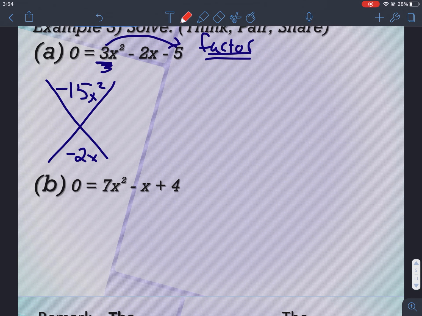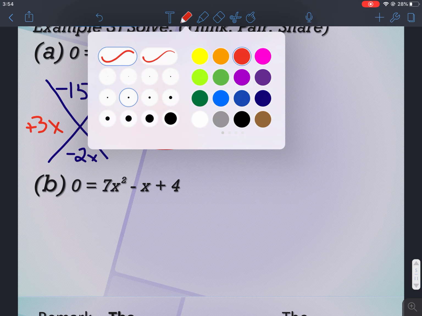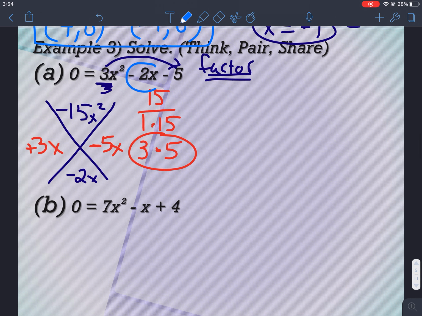Next step is to list factors. 1 times 15, 3 times 5. And it looks like 3 and 5 can get me a 2. That will occur if I make the 5 negative and the 3 positive. After that, I want to rewrite this negative 2x as 3x minus 5x and keep the original rest of the function.